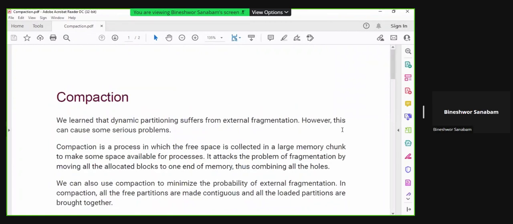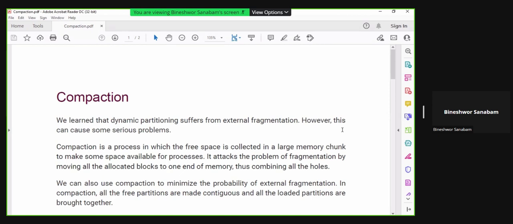So today we are going to see another topic, that is compaction and then defragmentation. In the last class, we learned that in dynamic partitioning, where we partition the memory dynamically, we may face external fragmentation. This external fragmentation may be avoided by using a different technique. So we have this compaction.